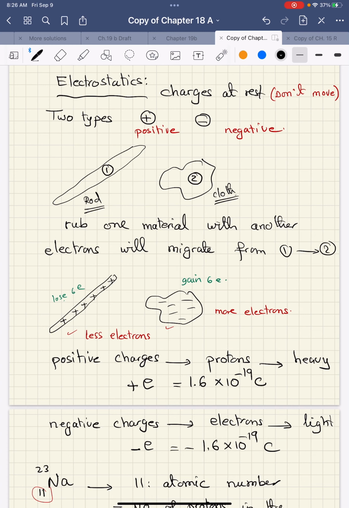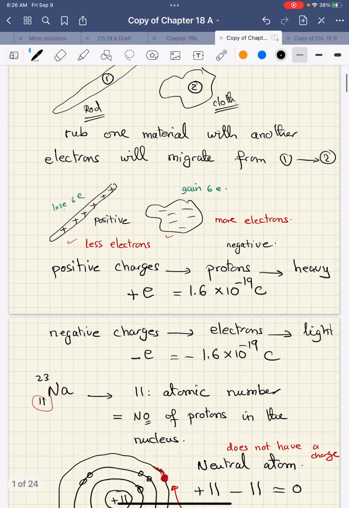The first one is going to lose, let's assume, 6 electrons, and therefore it is going to have fewer electrons and look positive. The second one, the cloth, is going to gain 6 electrons, which means more electrons, and therefore it is going to look negative.